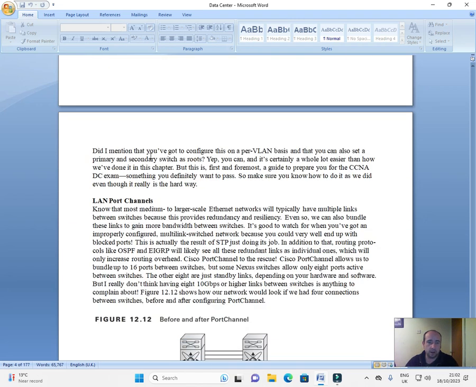Did I mention that you've got to configure this on a per-VLAN basis, and that you can also set a primary and secondary switch as roots? Yep, you can, and it's certainly a whole lot easier than how we've done it in this chapter, but this is first and foremost a guide to prepare you for the CCNA DC exam, something you definitely want to pass. So make sure you know how to do it as we did, even though it really is the hard way.